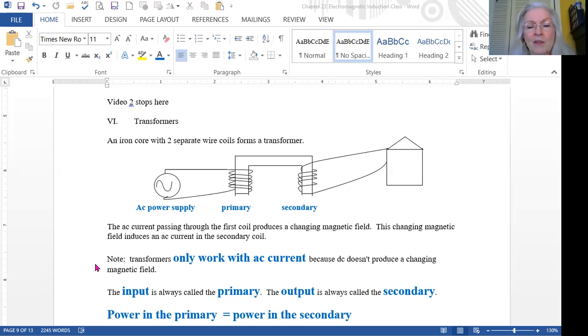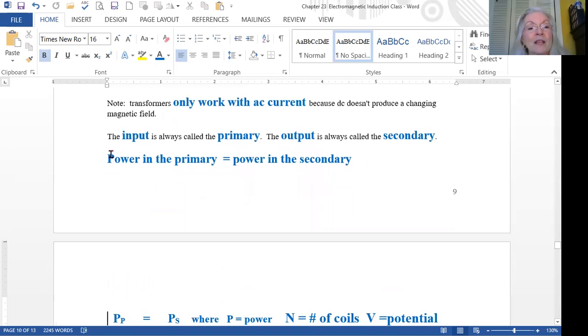Transformers only work with AC current because DC doesn't produce that changing magnetic field. In these, we always call the primary the input and the secondary the output. Primary will be the input, secondary will be the output. Power in the primary is going to equal the power in the secondary. Remember, P equals IV, that kind of power.